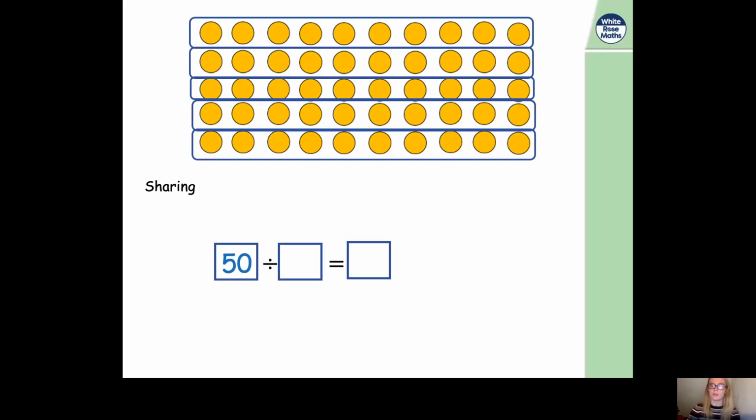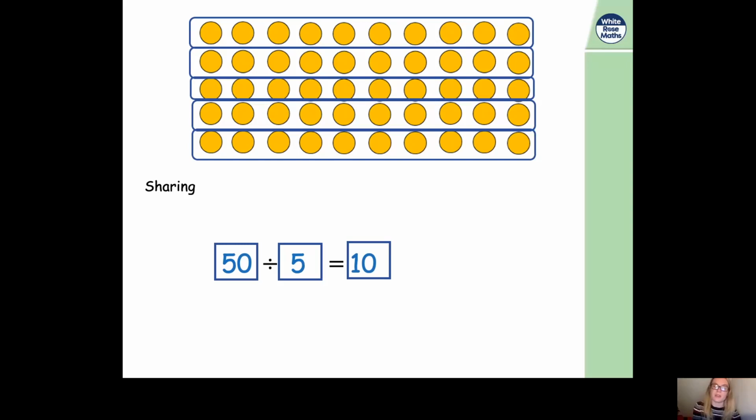Yes, there were 5 groups. Now, how many counters did we end up with in each group? Shall we count them together? We've got 1, 2, 3, 4, 5, 6, 7, 8, 9, 10. We've got 10 counters in each group.